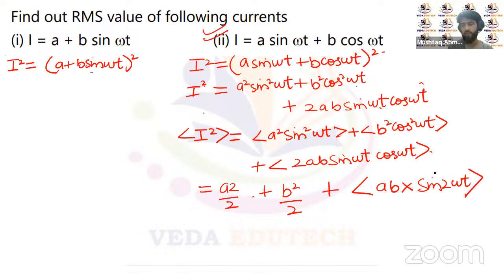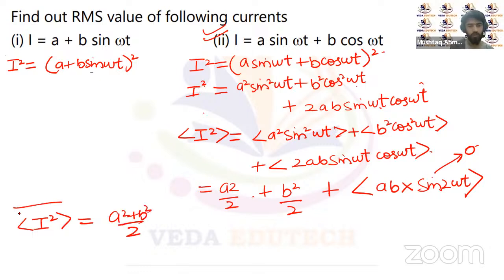And the average of sine of theta is always equal to 0 for the complete cycle, right? So I square will be nothing. It will be equal to a square plus b square upon 2, right? So we will just take the root on both sides to calculate the RMS value.